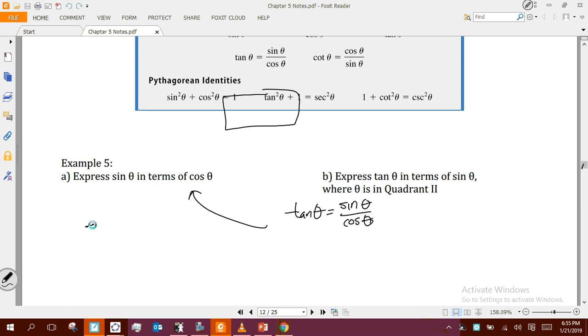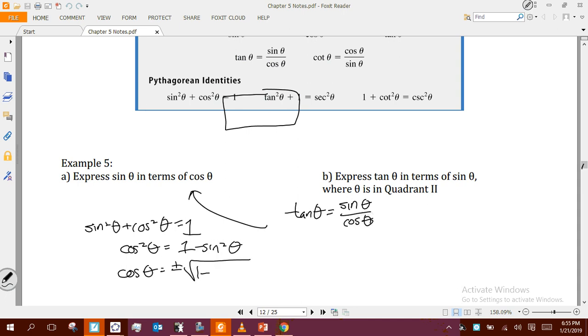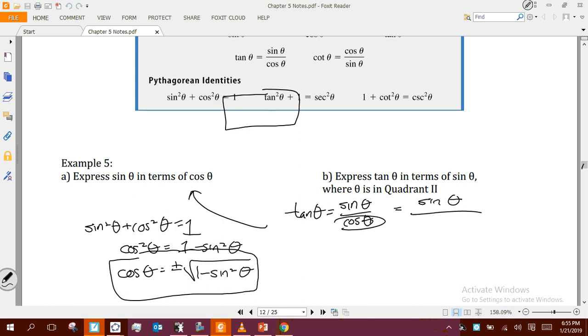If I had sine squared theta plus cosine squared theta equal to 1, I want to replace cosine here. So cosine squared theta is going to be 1 minus sine squared theta. So cosine of theta is equal to plus or minus the square root of 1 minus sine squared theta. Well, if I know that that is true, which the algebra proves that it is, I can now come over here, and where I see cosine theta, I can replace it. So sine theta over plus or minus the square root of 1 minus sine squared theta.